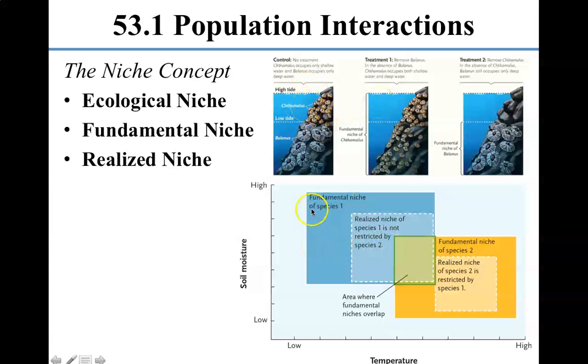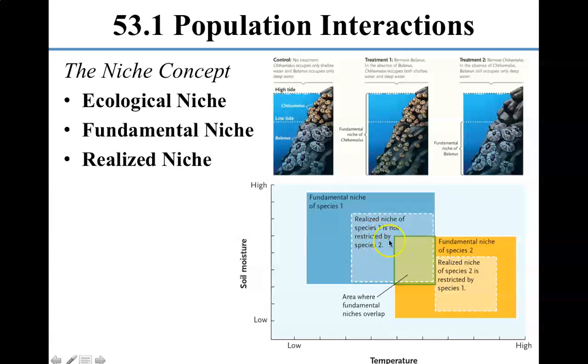All right, to look at it again, here's the fundamental niche of species number one. This is soil moisture, so it's actually changing examples. But a plant can live in this range of soil moisture, in this range of temperature. When you look at where it actually lives, it tends to live over here on the right side. So the realized niche is always smaller than the fundamental niche. Meanwhile, species 2, its fundamental niche, it can live in this region, right? But it actually lives here, right?